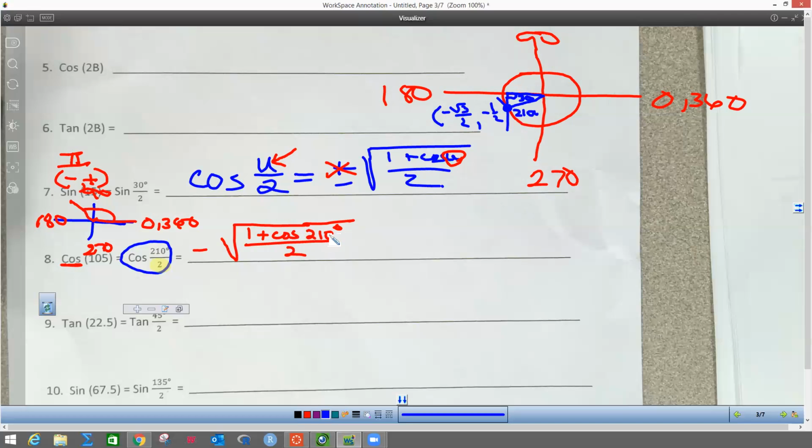Now I need the cosine of 210. We just talked about this a second ago. Which one of these two things is the cosine of 210? Negative radical 3 over 2. That's right. The x is the cosine. Sine is the y. If that would have said sine 210, then we'd have used negative 1/2. So this is going to be a negative square root of 1, and I'm going to put minus because there's a negative here, minus radical 3 over 2, and this whole thing is over 2.